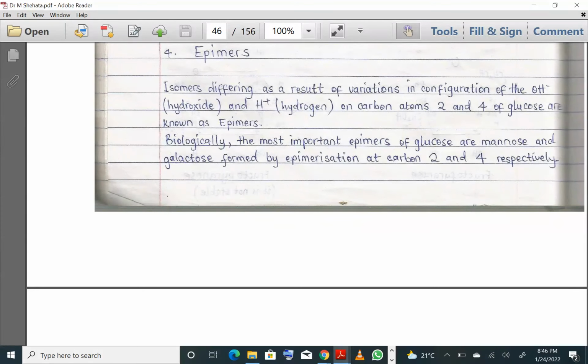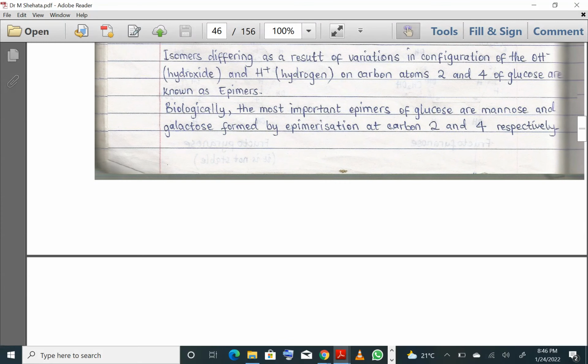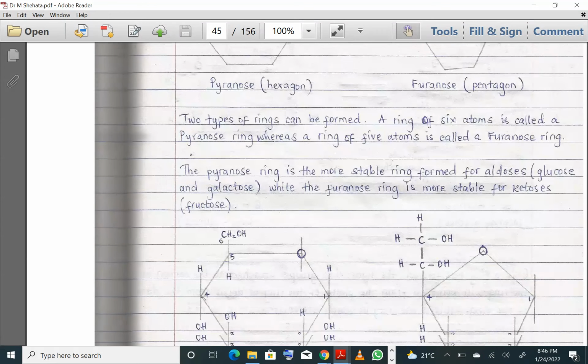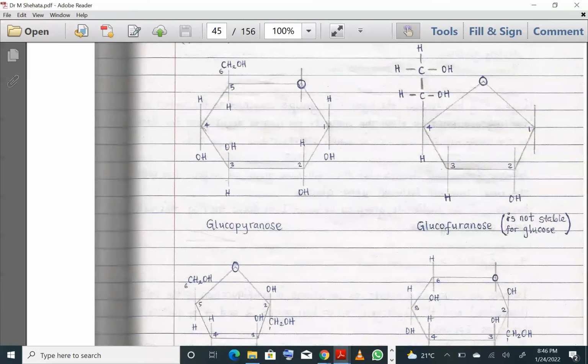Biologically, the most important epimers of glucose are mannose and galactose, formed by epimerization at carbon 2 and 4 respectively. For you to understand epimerization, you need to understand the structure of glucose. That's what I was saying, you just need to know the structure of glucose, and pretty much the other structures follow. You see that structure of glucose on the left. Look at carbon 2, look at carbon 4.